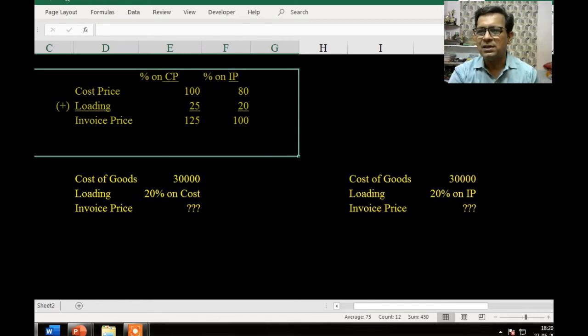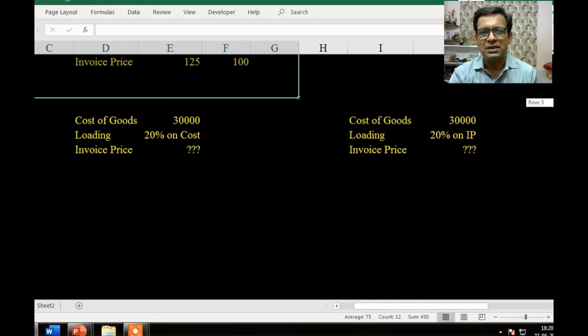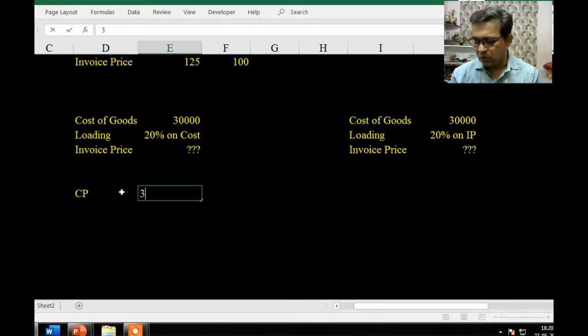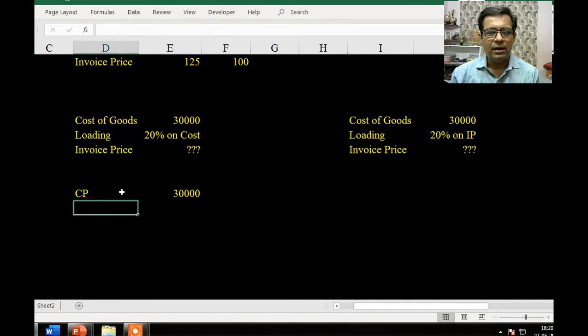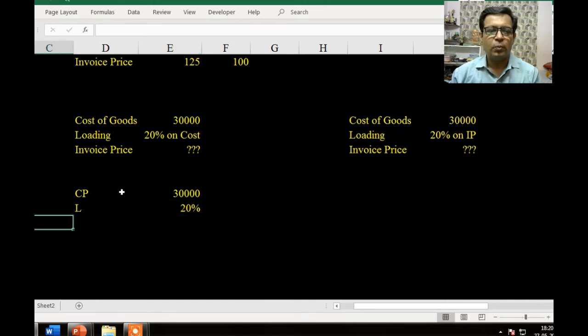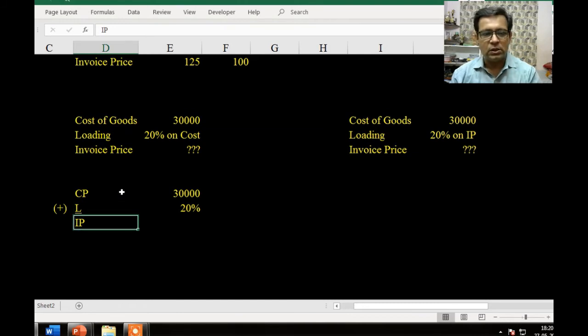So to understand this, I have taken up a few examples. Let's discuss them. Let's read the first question, what it says. It says cost of goods is 100. So, okay, we have our CP as 30,000. And then we have loading, which is 20%. Okay, we have got both of them. Now what we have to do is calculate our invoice price. We don't know what it is.